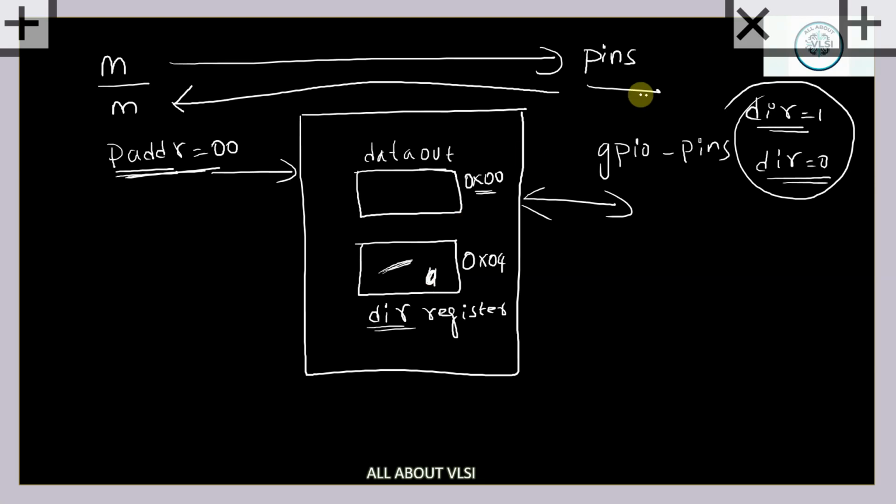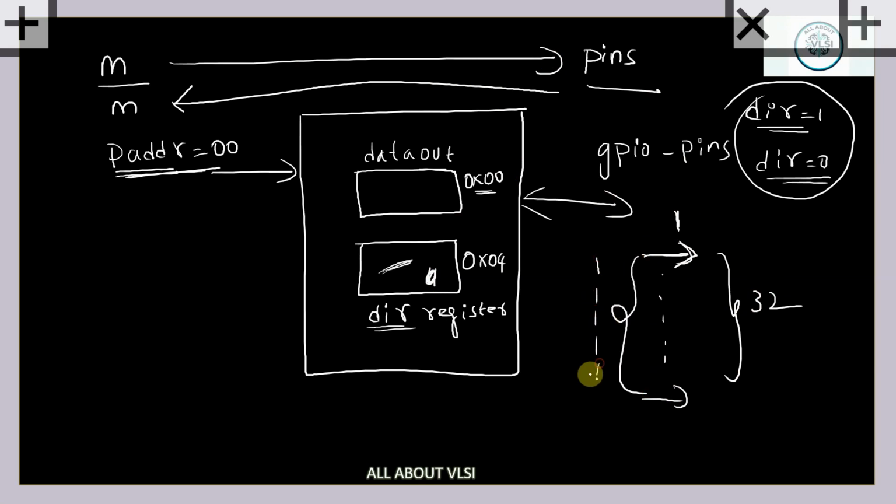Now, if you configure this direction register as all 1s, or let's say FF, then you're going to provide the direction for whichever pins. Let's say suppose we have 32 GPIO pins. If you want to make the first pin a 1, then you need to provide that pin's bit as 1. And if you want to make all of them 1, then you need to provide the register contents as 32-bit 1.